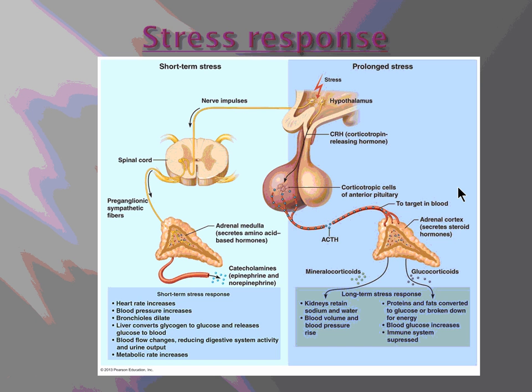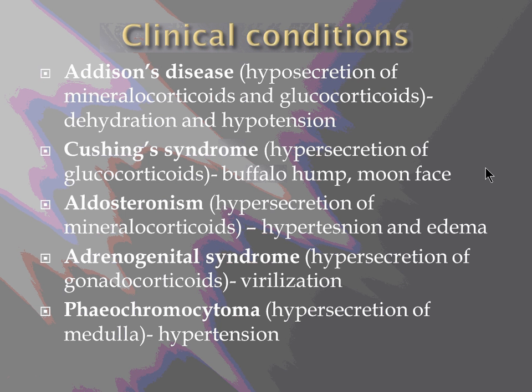Hormones like TSH, and then CRH, ACTH, and adrenal cortex, cortisol. Okay, so it's important to know that chain well.